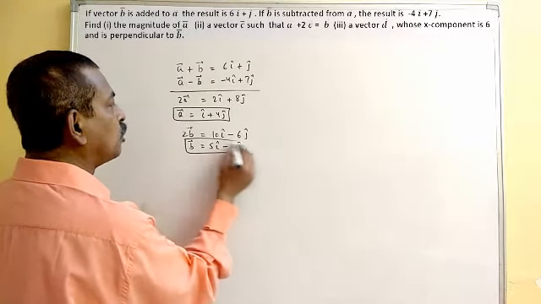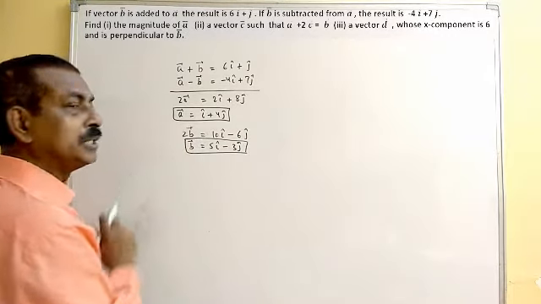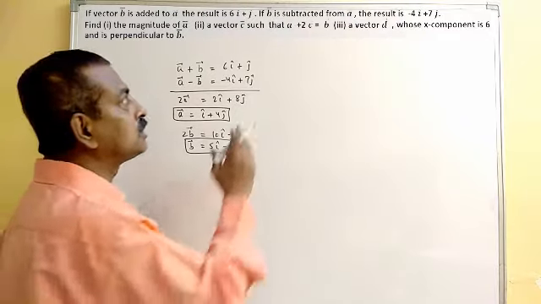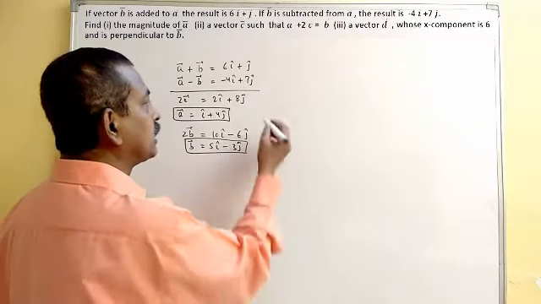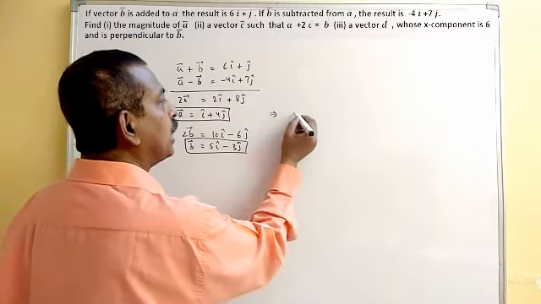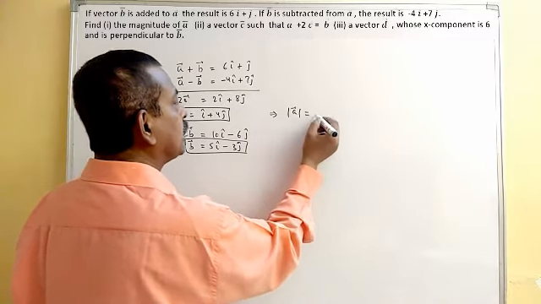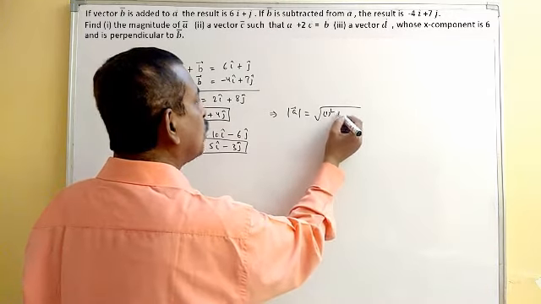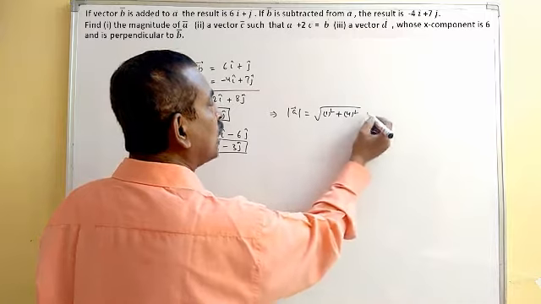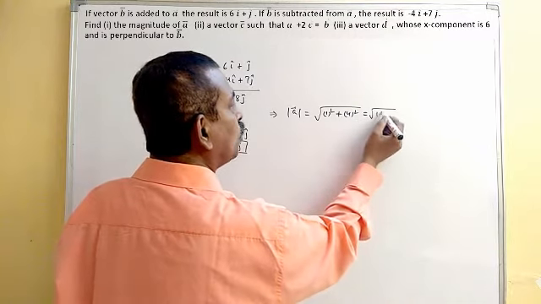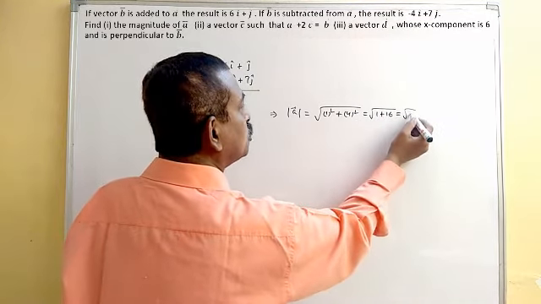So now we have got the value of vector a and vector b. In the first part, you have been asked to find the magnitude of vector a. So the magnitude of vector a will be the square root of 1 squared plus 4 squared, and that is 1 plus 16, that is root over 17.